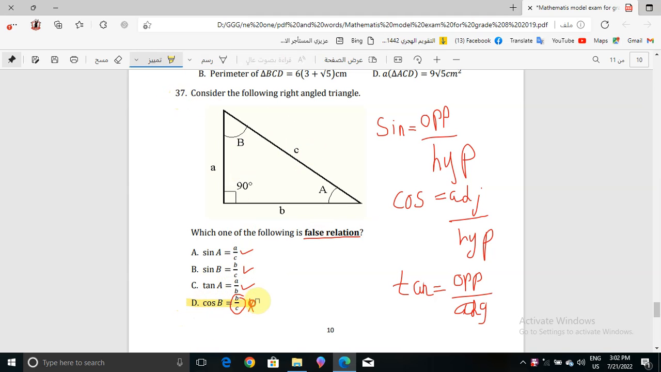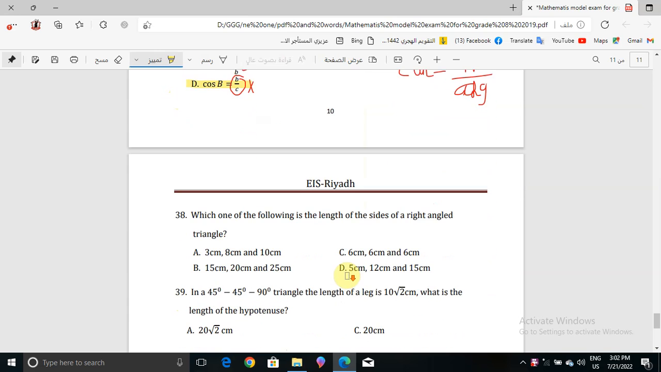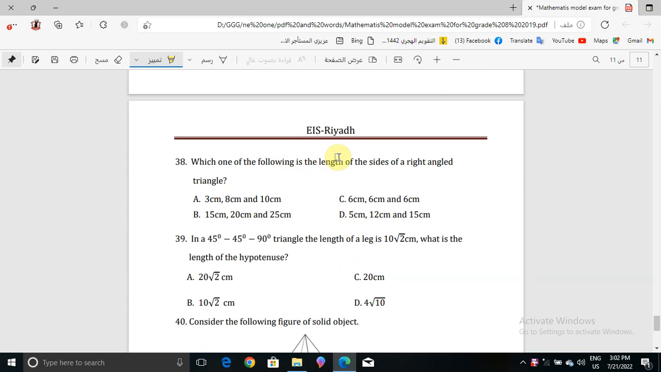Okay. Now let's go for question number 38. Which one of the following is the length of the sides of a right angle triangle? Here in A we have 3 cm, 8 cm, and 10 cm. In B we have 15 cm, 20 cm, and 25 cm. In C, 6 cm, 6 cm, and 6 cm. And in D, 5 cm, 12 cm, and 15 cm.